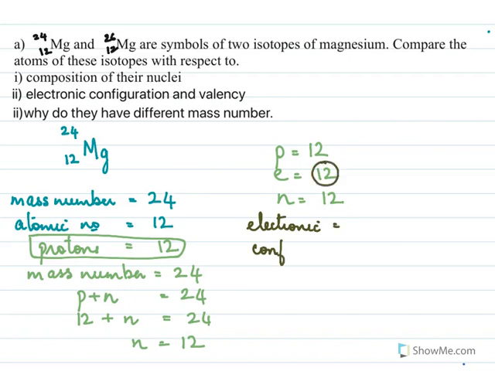Electronic configuration: electrons are 12, so it will be 2, 8, 2. Now valency: 2 valence electrons, so it will lose the 2 valence electrons, so valency will be 2. Let's go on to the next isotope, magnesium 12, 26.